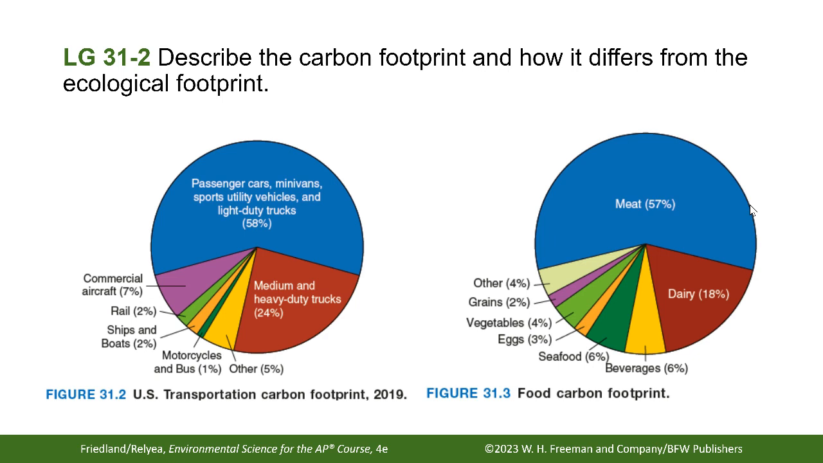What is a way that we could reduce our carbon footprint for transportation? Biking, making cities more walkable. Yes, making cities more walkable, carpooling. Public transportation is huge. And then obviously the easy one to reduce our carbon footprint for food would be to reduce our meat consumption.